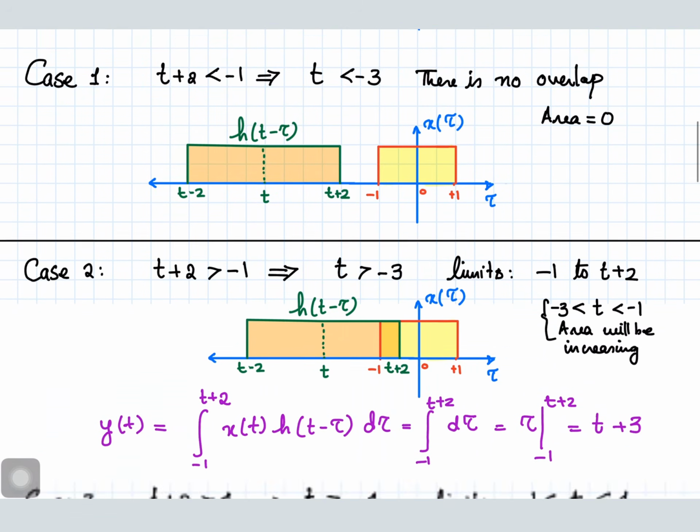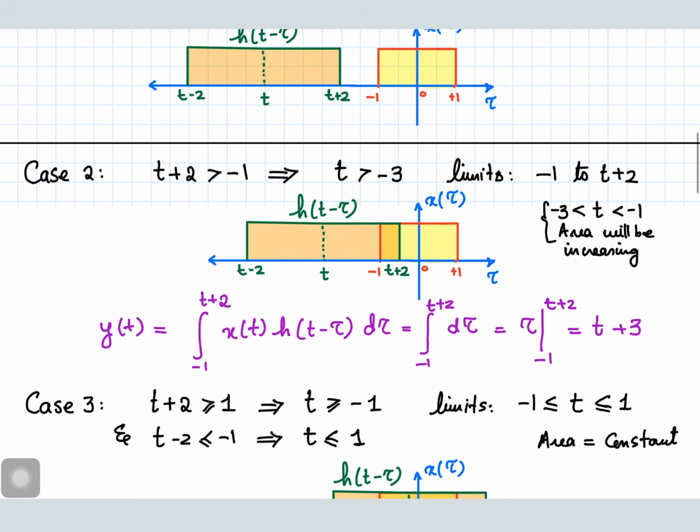Okay, now once the overlap starts, that you can see over here, when the t plus 2 is now greater than -1, as this will be moving onward, it means this t will be increasing. This t minus 2 is basically moving in this direction, all of that signal. So you can see an area overlap, and this will be increasing as this signal will be moving towards the right. So how to set up the limits of integration from -1? So this is the lower limit of integration of the product of x of tau and h of t minus tau.